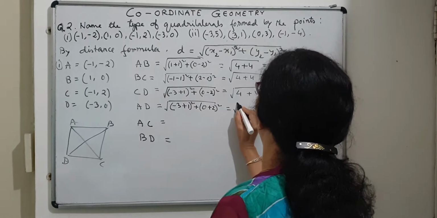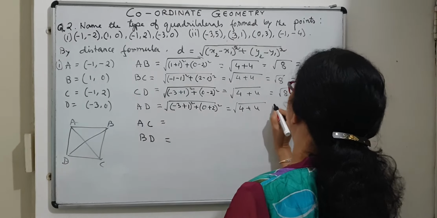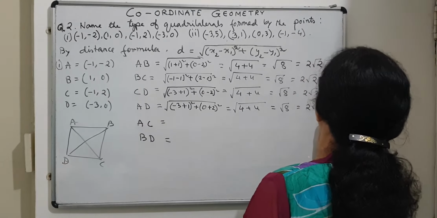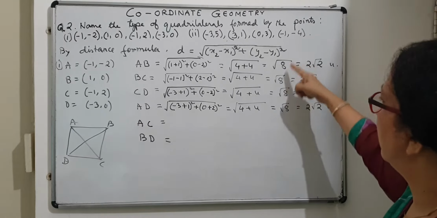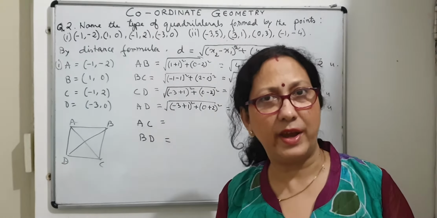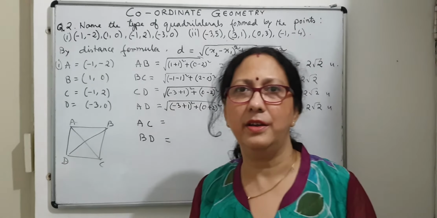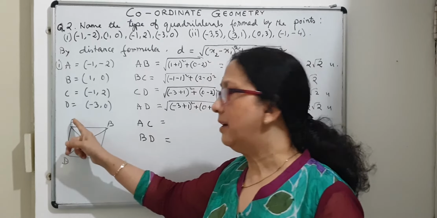So it is also coming out to be minus 4 plus 4. So this is also root 8, that is 2 root 2. So till now I have found that all the sides are equal. So it will be either a rhombus or a square, since all the sides are equal. Whether it is a rhombus or a square will be determined by checking the length of the diagonals.